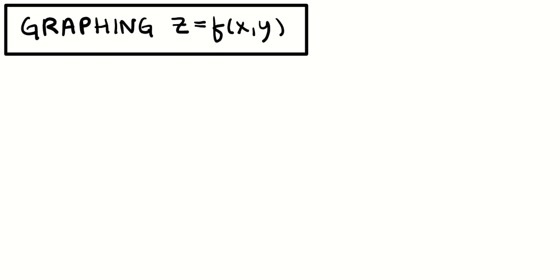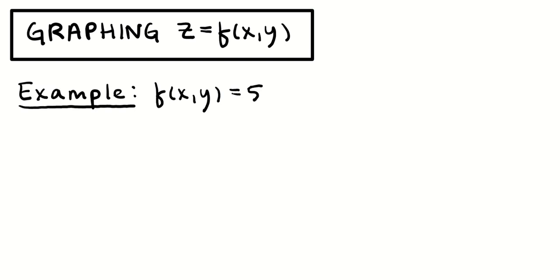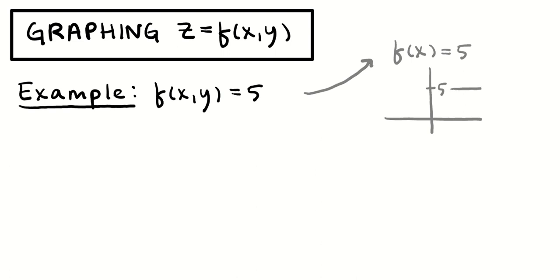Okay, so the first one I want to graph is f of x and y equals 5. This is going to be very similar to, in the y equals f of x case, the function f of x equals 5. And we know how to draw that. That's a constant function, so I go over here to where y is equal to 5, and it's the set of all points where y is equal to 5. And in some way, f of x and y equals 5 is going to look kind of like this.